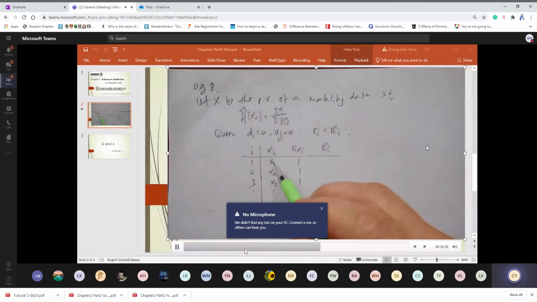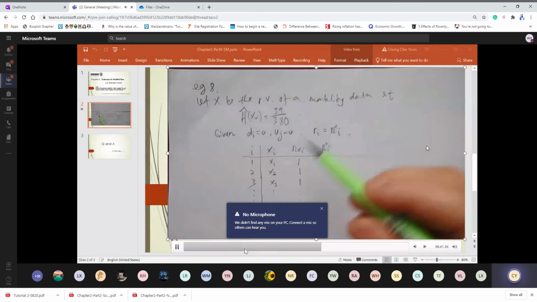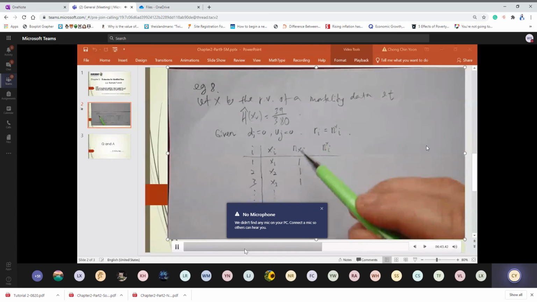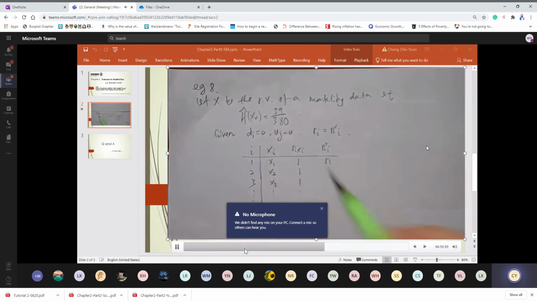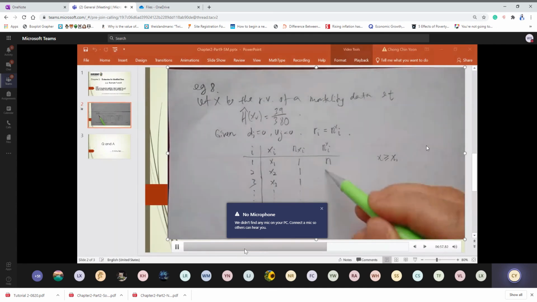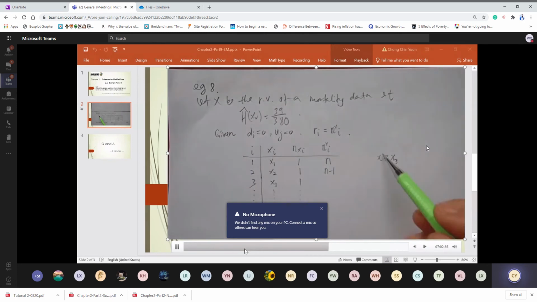So when you choose the first x1, how many data are more than or equal to x1? That means all, that is n. So if I choose x2, how many x values are more than or equal to this x2? So I have this, that is n minus 1. So if you choose x3, then how many x values are more than or equal to x3? That is here. So it becomes n minus 2. And until the last one will be 2 and 1.